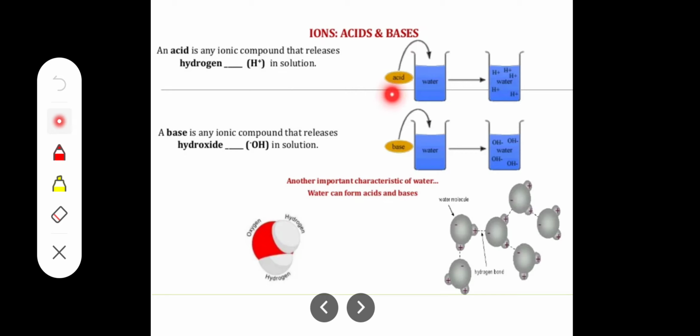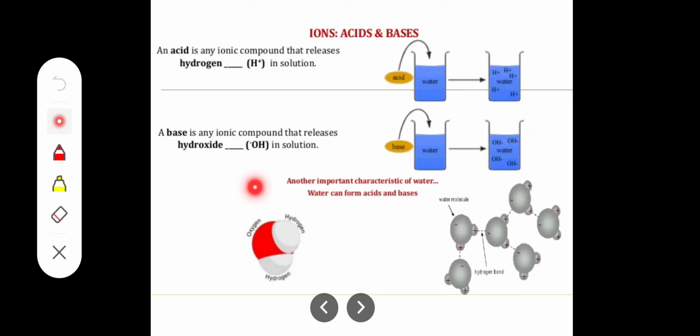So you can see here, when we add acid into the water, it is releasing the hydrogen ion, right? Hydrogen ion it is releasing into the water. Whereas a base is an ionic compound that releases hydroxyl ion. Whenever base is added into the water, hydroxyl ion is released.